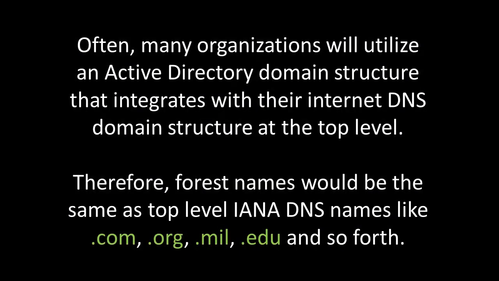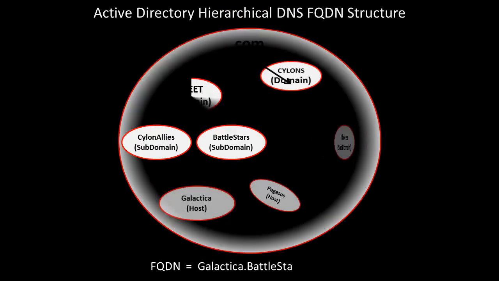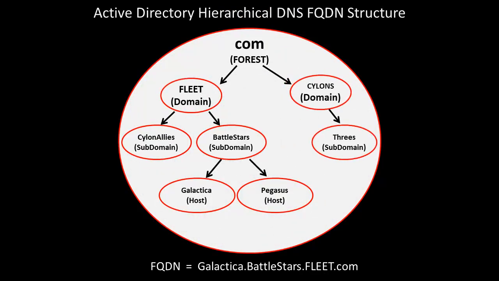Often, many organizations will utilize an Active Directory domain structure that integrates with their Internet DNS domain structure at the top level. Therefore, forest names would be the same as top-level IANA DNS names like .com, .org, .mil, .edu, and so forth. Here's an example of just such a fully qualified domain name structure. In this case, .com would be the forest, and this would integrate with top-level IANA DNS namespaces. Within the forest, we have subdomains, Fleet and Cylons, and then within Fleet there are subdomains, Cylon Allies and Battlestars, and finally in the subdomain Battlestars we have two hosts, Galactica and Pegasus.